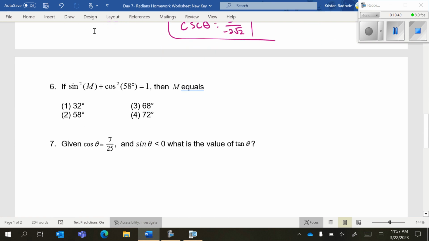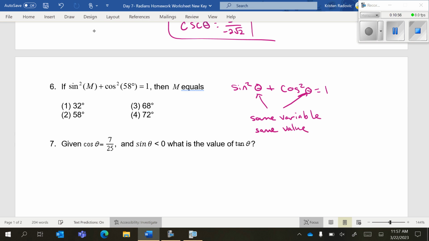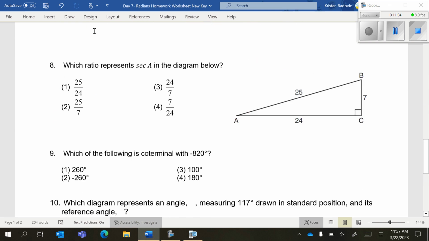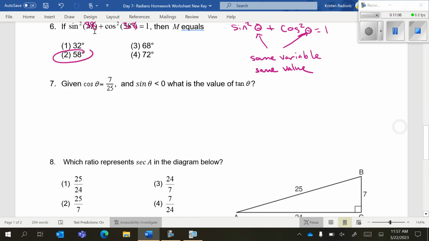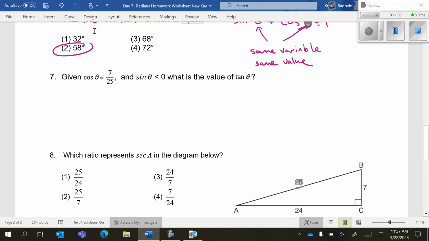Moving on to the next one. Your Pythagorean identity is sine squared theta plus cosine squared theta equals 1. These are the same variable. And if they're the same variable, they have to be the same value. In other words, if one is 58, then the other has to be 58 as well, or else the identity is not true. How much do I have left? Oh boy. Okay, moving on.